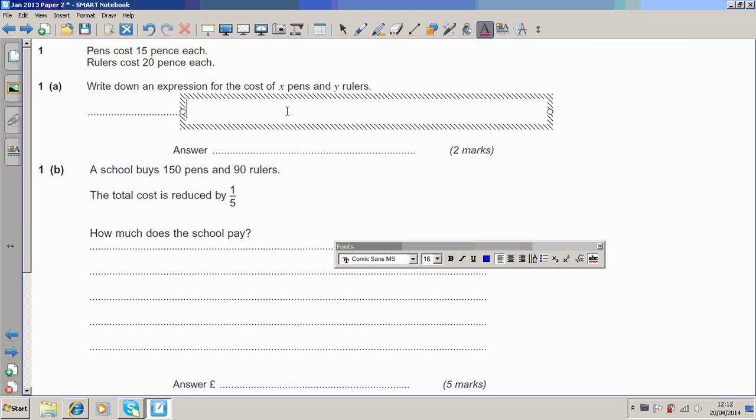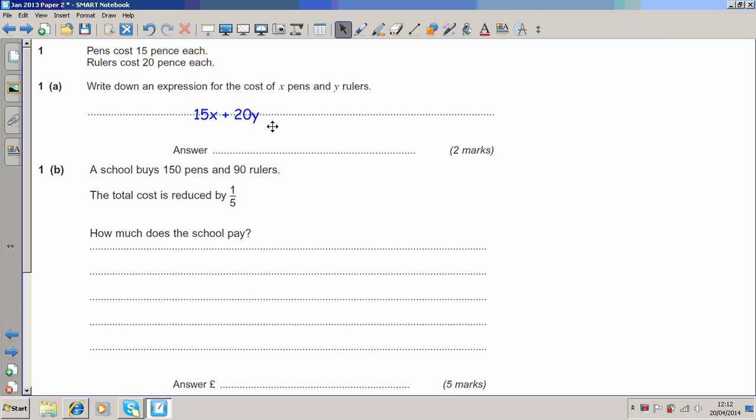Okay, so pens are 15 pence each, so X of them will be 15X. And rulers are 20 pence each, so Y lots of them will be 20Y. 15X, add 20Y. A school buys 150 pens and 90 rulers.